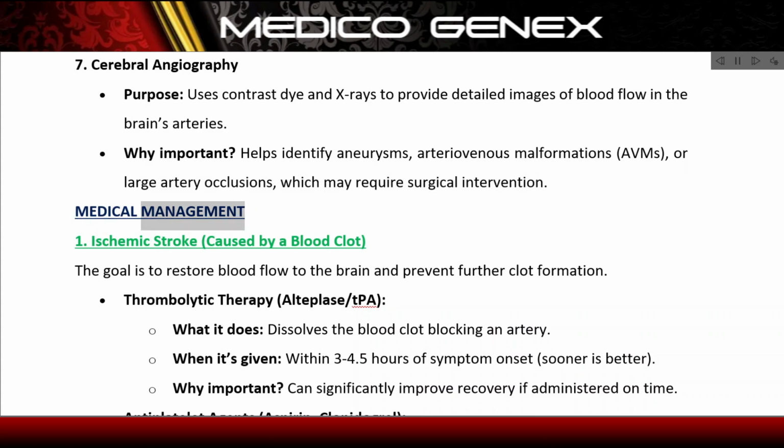Medical management. 1. Ischemic stroke, caused by a blood clot. The goal is to restore blood flow to the brain and prevent further clot formation. Thrombolytic therapy, alteplase/TPA. What it does: dissolves the blood clot blocking an artery. When it's given: within 3 to 4.5 hours of symptom onset, sooner is better. Why important? Can significantly improve recovery if administered on time.